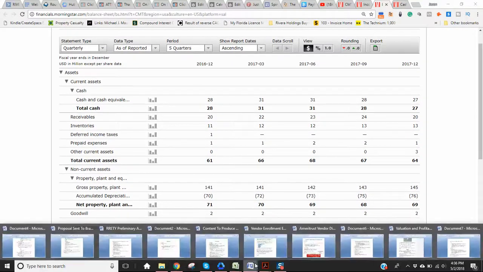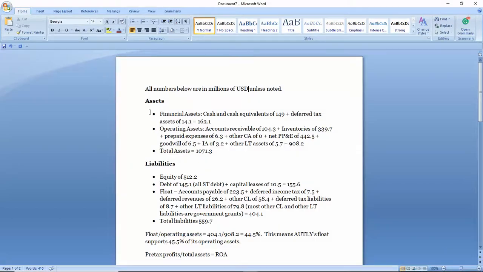So, I've got my float analysis sheet here. New page, open. I'm just going to go step by step again and show you where everything goes.